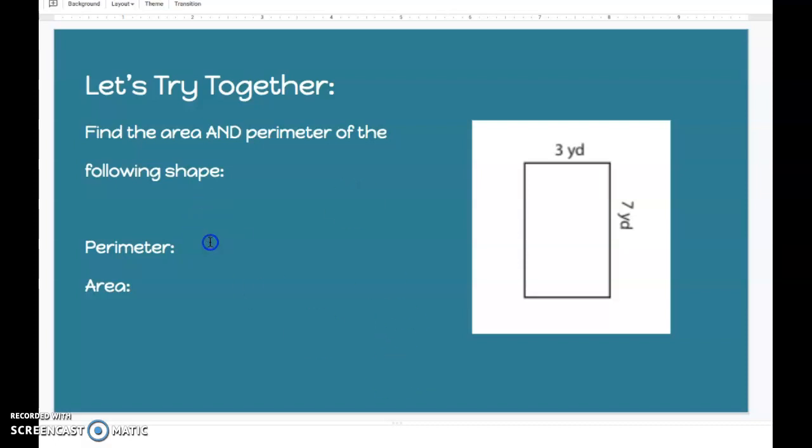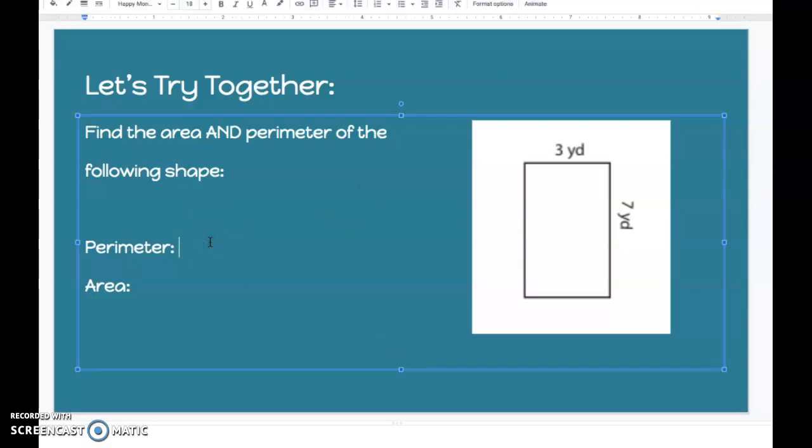Welcome back. So for perimeter here, I knew my equation was the length, 7 plus 7, length's on this side, also on this side, and my width, 3 plus 3. When I put that all together, I got 20 yards. So my perimeter of this rectangular shape is 20 yards.